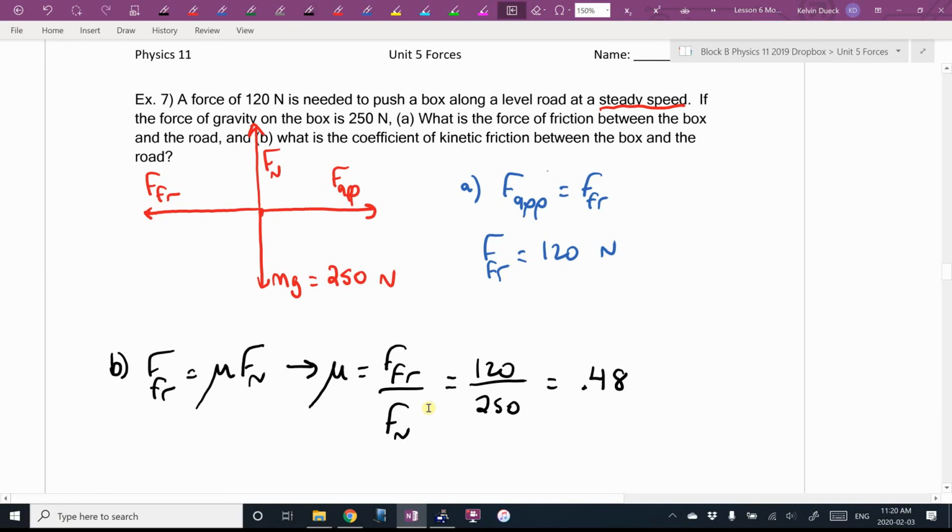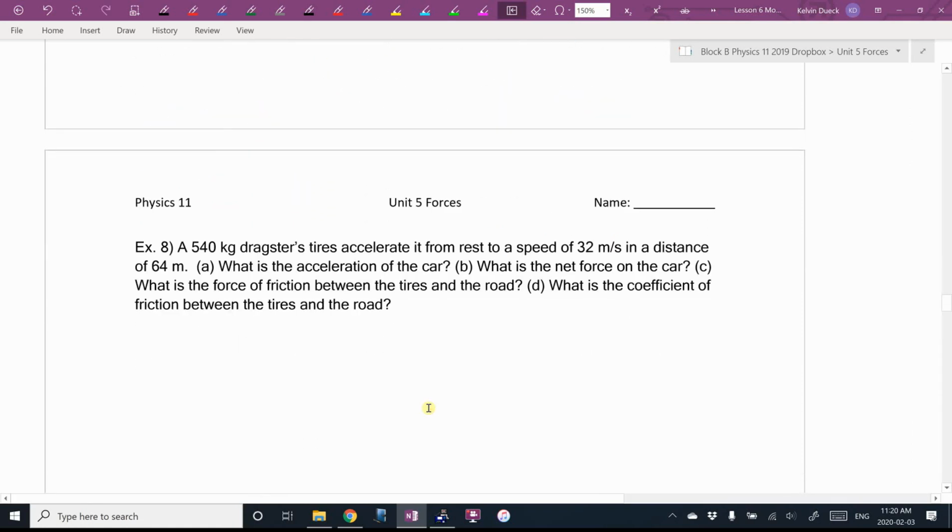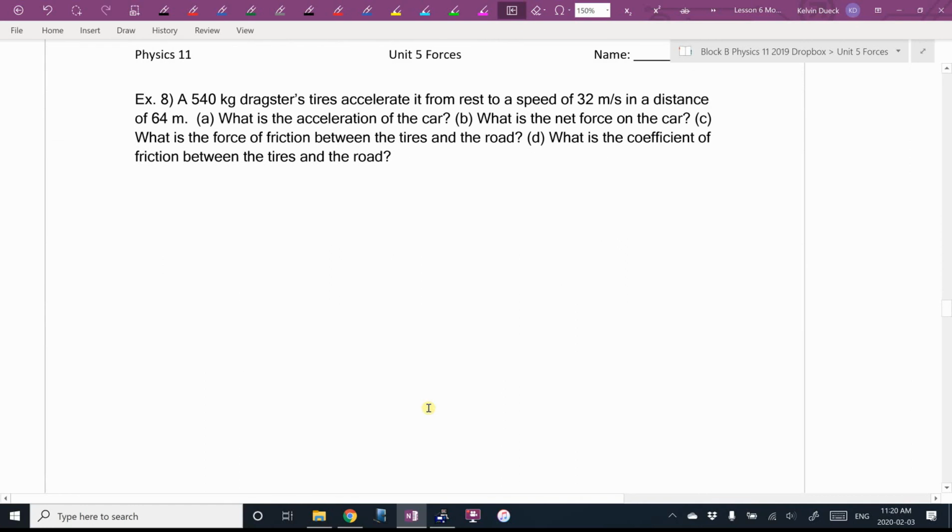Get the mu by itself. You'll probably end up dividing by the normal force. You probably won't know the normal force. Oh, but look. Or you might have to do an equation like Jared pointed out to say everything up equals everything down if it's more complicated. Example 8. I like example 8. Example 8 is a nice question.